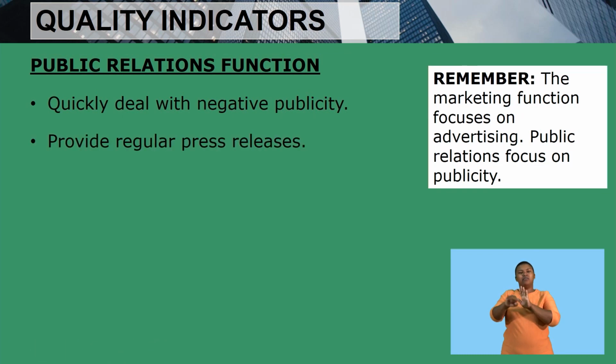They must firstly quickly deal with any negative publicity there might be. So anything that happens that can be reported on in the news or that you can see on social media that might have a negative effect on the business must be quickly dealt with. So again, damage control. Then they must provide regular press releases. Press releases is where they talk to the news. They talk to journalists and tell them what the business is doing, what is happening in the business.